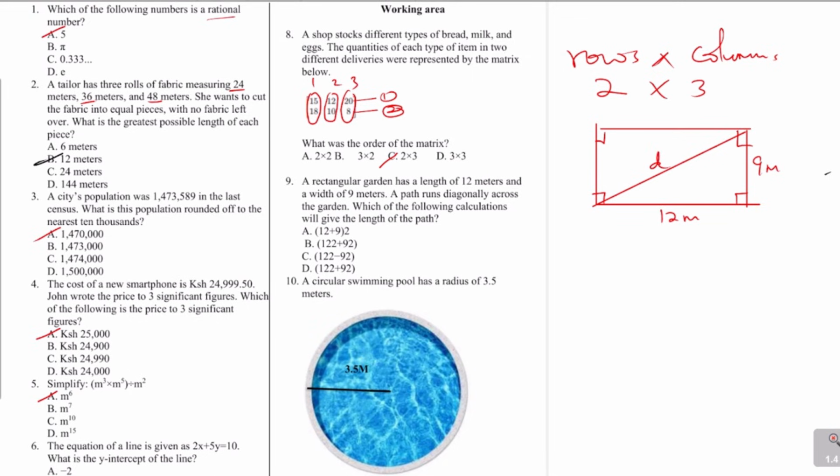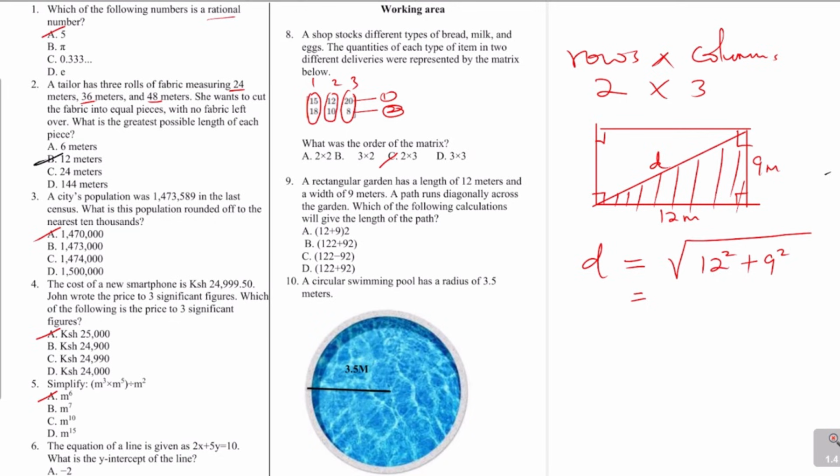So you can see that a right angle triangle has been formed here, and D is the hypotenuse. So how do you get the hypotenuse? By use of the Pythagoras theorem. So the hypotenuse will be given by the square root of the sum of 12 squared and 9 squared. As simple as that.